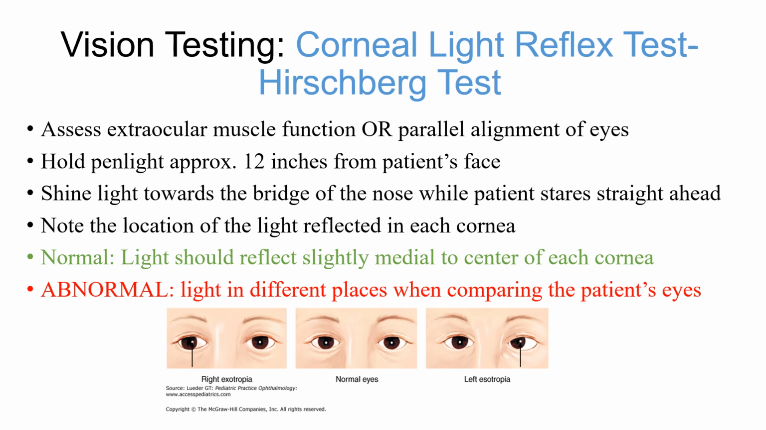Now, the corneal light reflex, or the Hirschberg test, we're testing extraocular muscle function. So you're holding a pen light 12 inches from the face across the bridge of the nose, shining the light. And then you note the location of the light in each cornea. So we would want them to be symmetric, for the light to shine in the same place in each pupil. Now, if they're shining in different places, we may see that with exotropia, which is an outward turning, or esotropia, which is an inward turning.